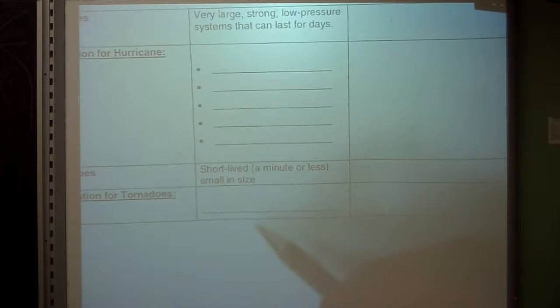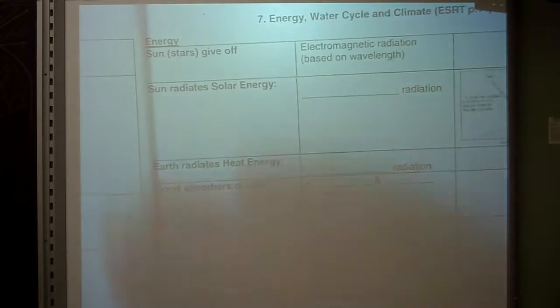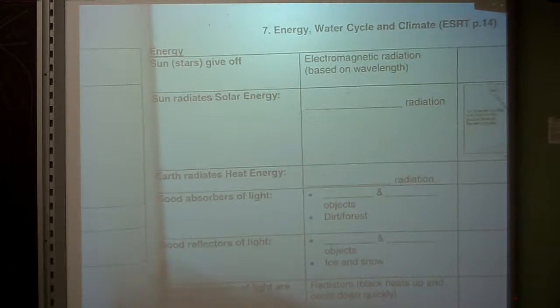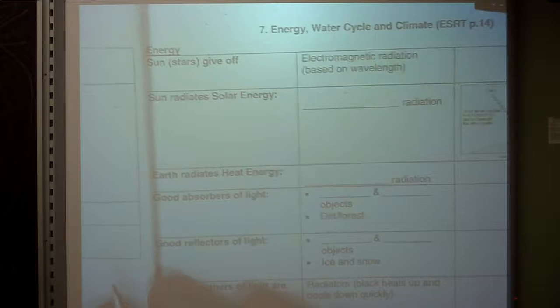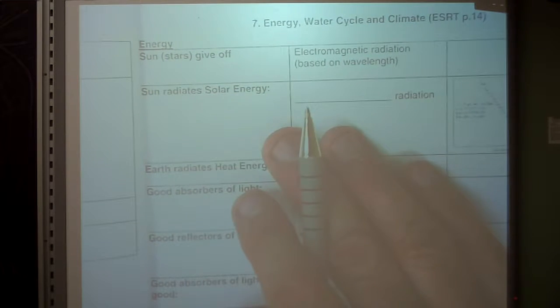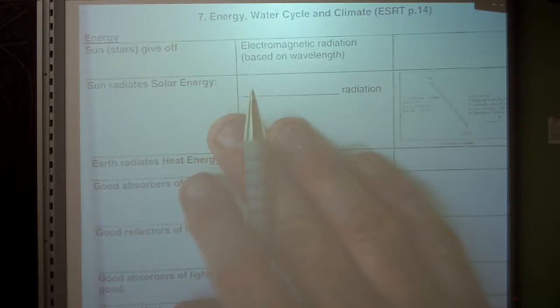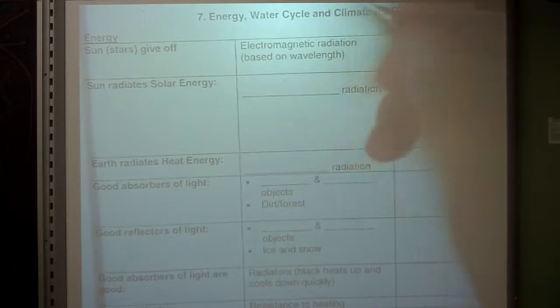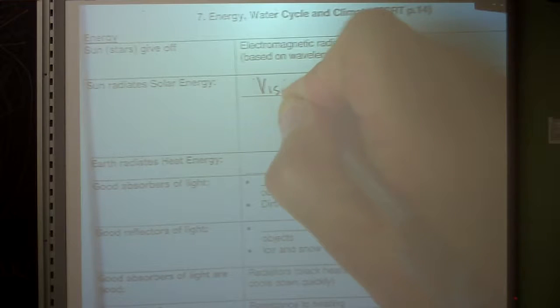Tornadoes, same thing as the earthquakes. You just use your common sense on that. All right, so we are up to stars right now. Stars are going to give off electromagnetic radiation. The sun radiates solar energy, and the type of energy that it mostly radiates is visible light.